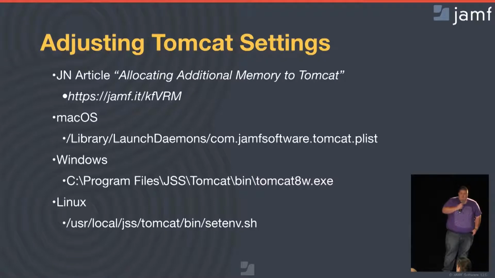As far as adjusting these settings, which we're going to get in more detail here, we do have a Jamf Nation article on that, and there's the short link for it as well. It's called Allocating Additional Memory to Tomcat. And just to kind of round it out, what it's going to say is for macOS, you have to edit the plist file on there. For Windows, we're going to use an executable that's there for us. Then Linux, we're going to edit a script. And all those you can use to adjust your settings in Tomcat.